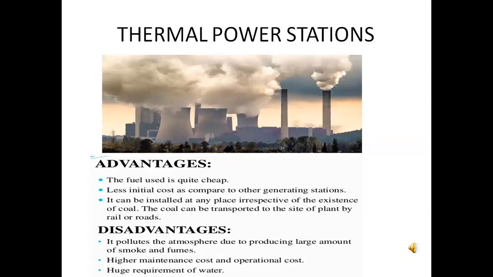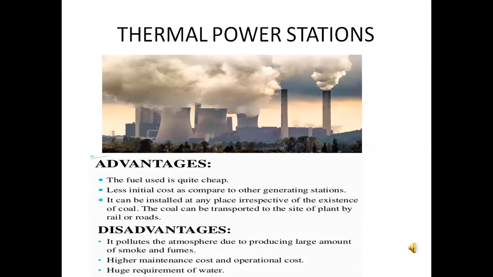First, we will see thermal power stations. In a thermal power station, the thermal energy generated by burning coal, diesel or gas is used to produce steam. The steam thus produced is used to rotate the turbine.